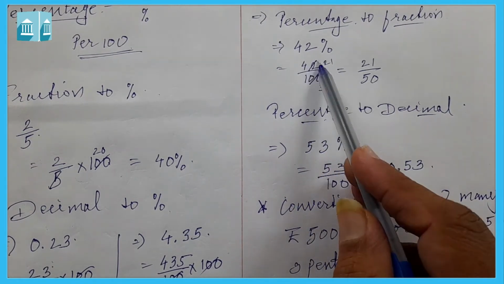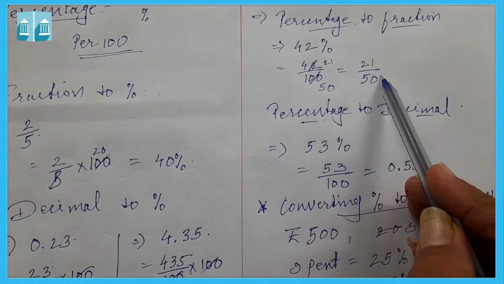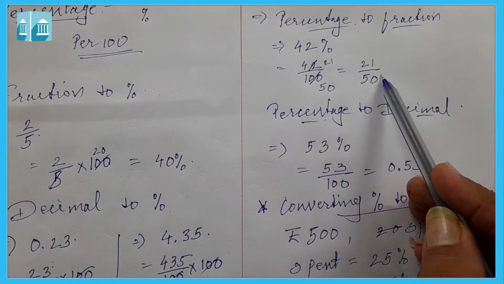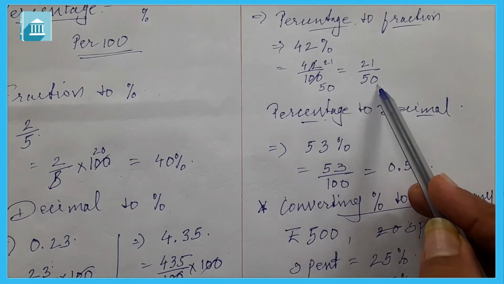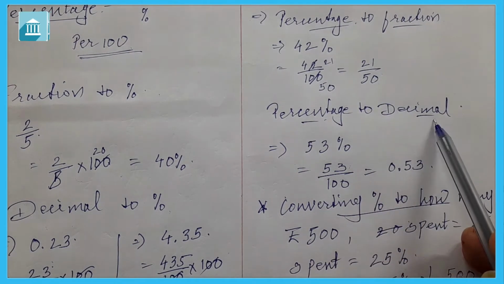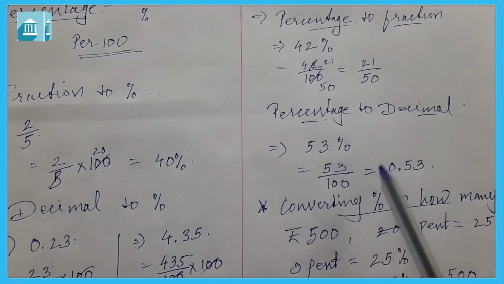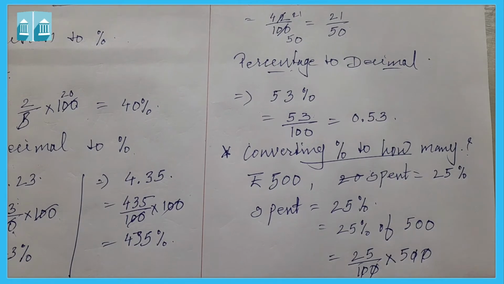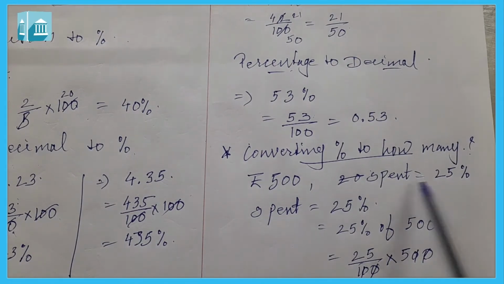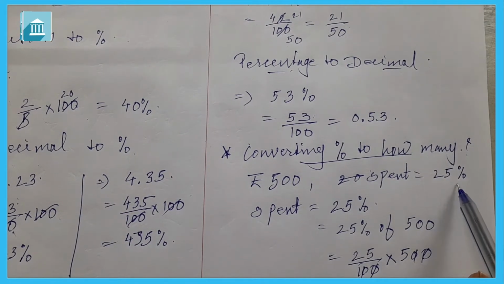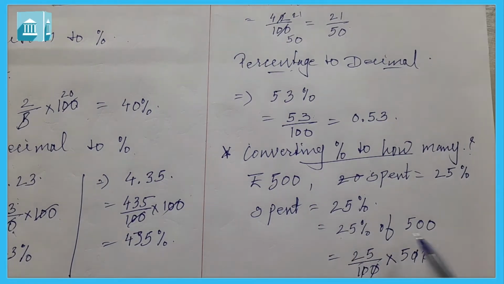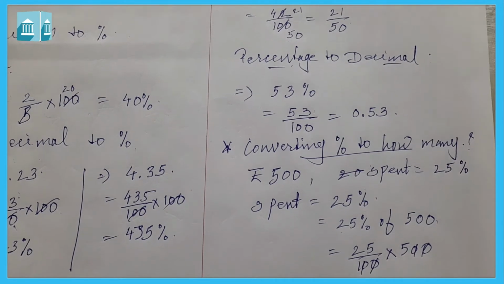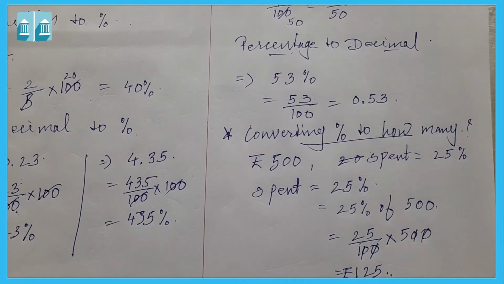So 42% means 42 upon 100. As I always told, the fraction is written in simplest form, so it is 21 upon 50. In the same way percentage to decimal: 53%, 53 upon 100, 0.53. Now converting percent to how many? As I gave the example, if I had spent 25% of an amount from 500, then 25% of 500, and in this way we can find out how much I had spent.